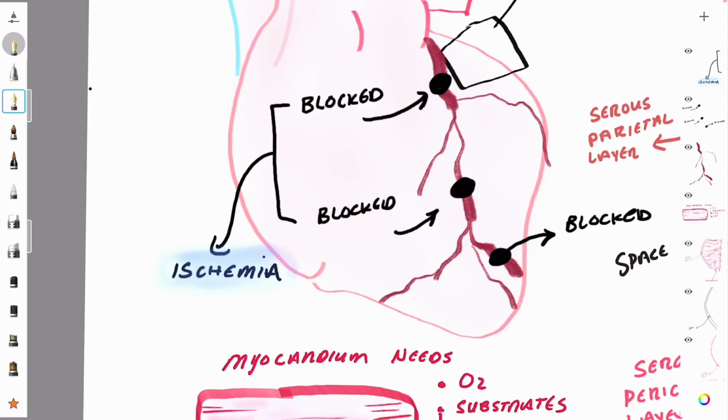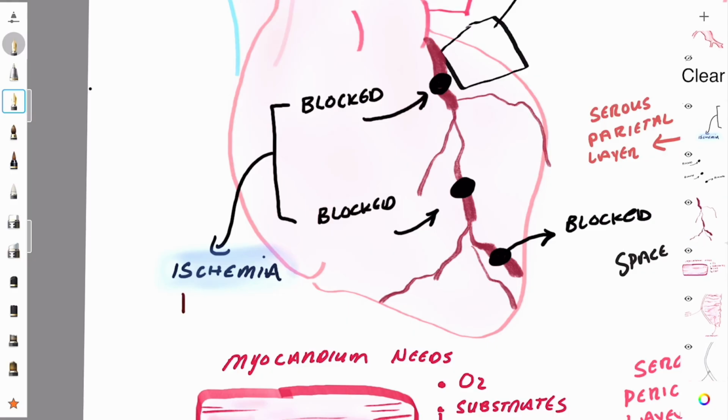And what this means is essentially that we now have low oxygen being delivered to the cells that are near the blocked site, right? So if we have a blockage down here, we have low oxygen. If we have a blockage here, we have low oxygen. And what does that mean essentially?